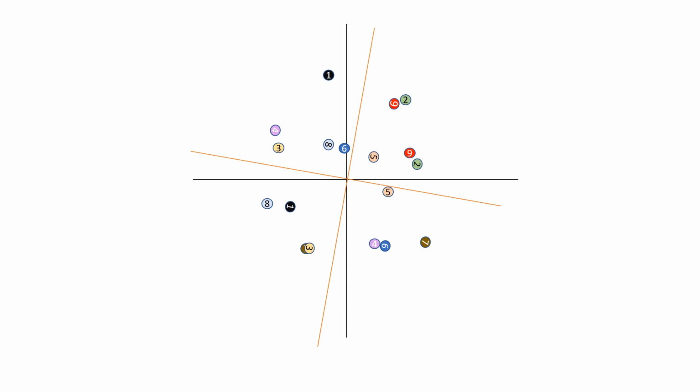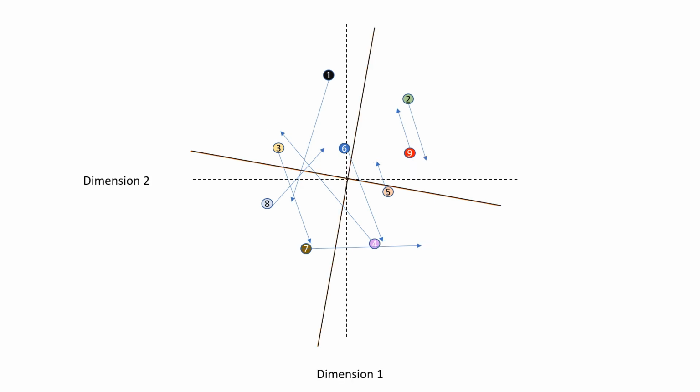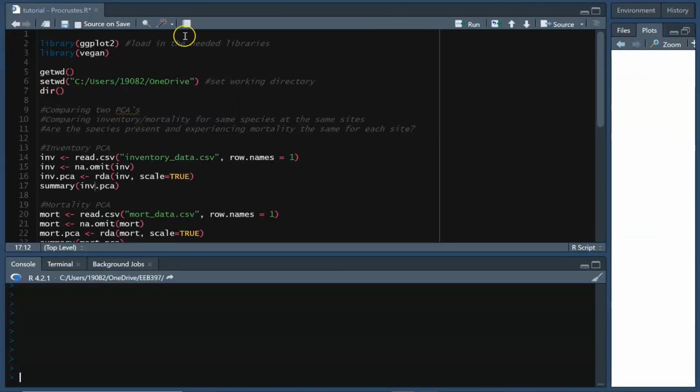From here, it generates vectors showing the magnitude and direction of the shift of an object from one PCA to another. So the larger the vector, the larger the difference, and the smaller the vector, the smaller the difference. This provides a lot of information on the similarities and differences of the species and sites between two PCAs. You can then assess the statistical significance of this shift using a protest, but we'll get to that in a little bit. Now let's look at our example in R.